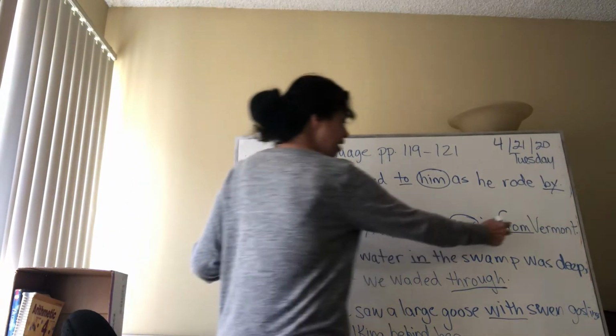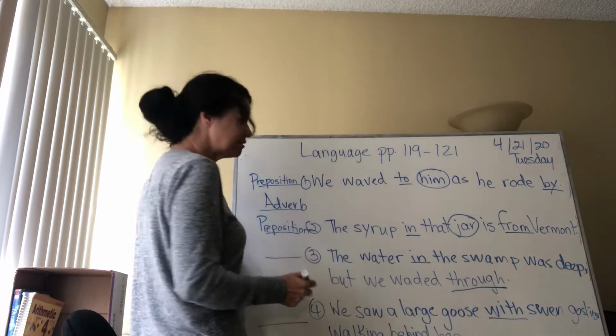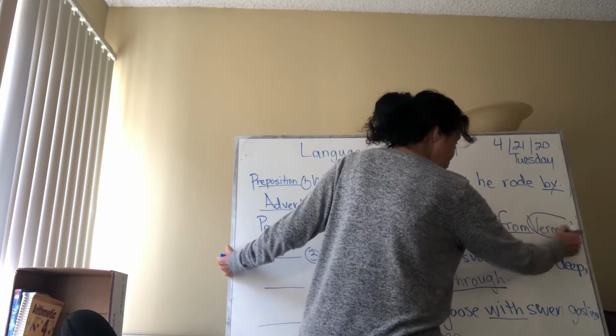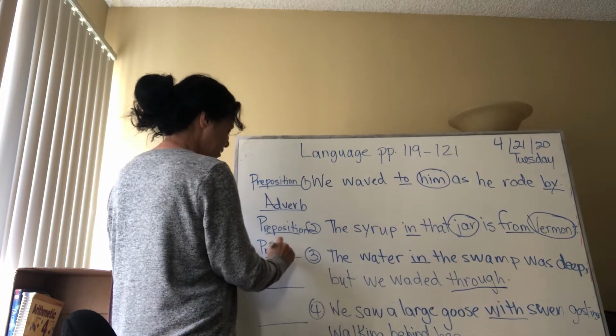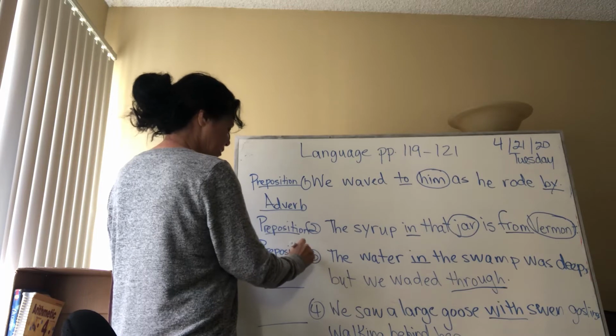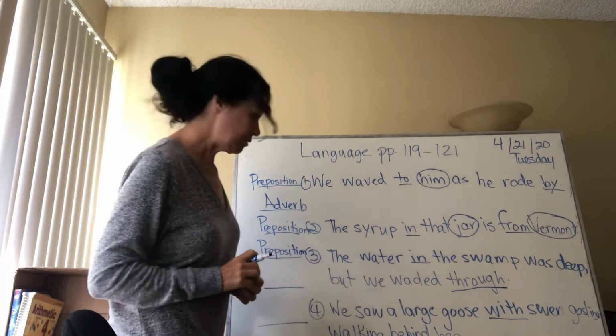Okay? And then what about from? Does from have an object? Yes, from Vermont. We circle Vermont and we write preposition in the blank. Okay? You doing okay?